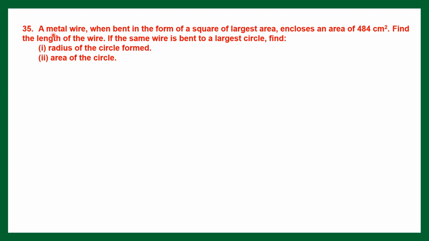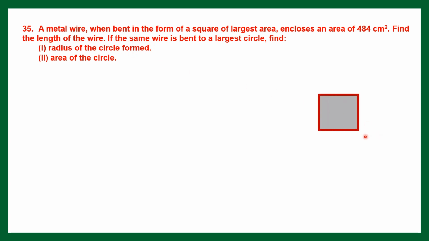Question 35. A metal wire, when bent in the form of a square of largest area, encloses an area of 484 centimeters square. Find the length of the wire. So remember, a metal wire is now bent in the form of a square, and we are given the area of that square and we are asked to find the length of the wire. So let's do that first before we go to the rest of the question.